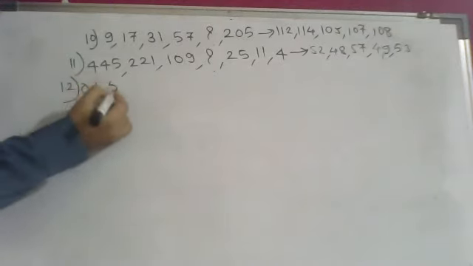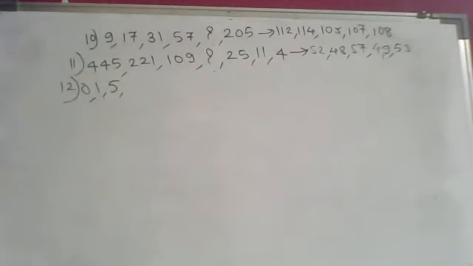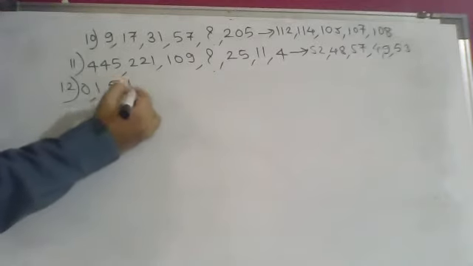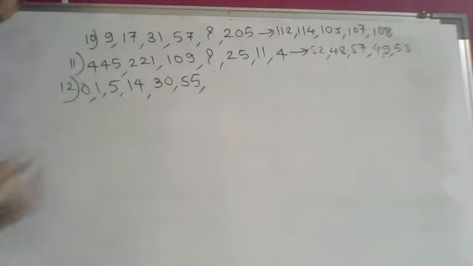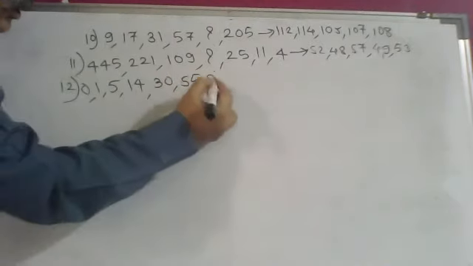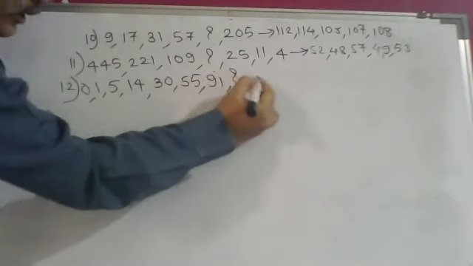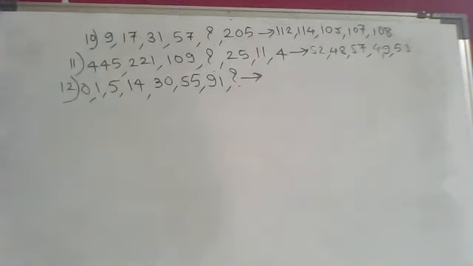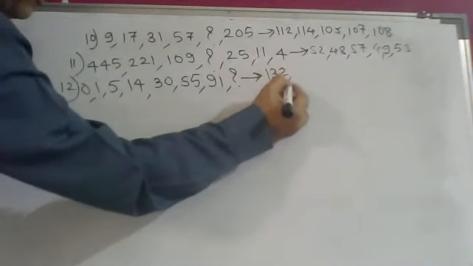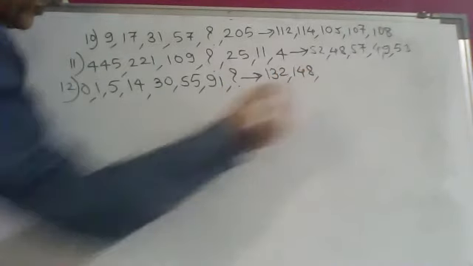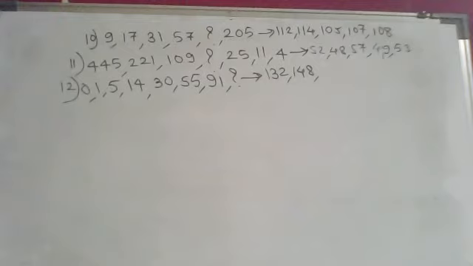0, 1, 5, 14, 30, 55, 91, and question mark. Again, we have to follow the logic. We have to identify what is the logic here and find out the number at the place of question mark.